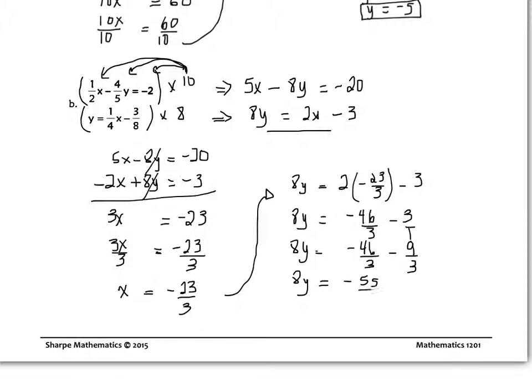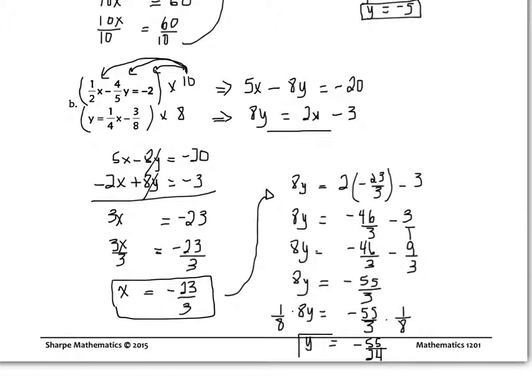negative 55 over 3. And then dividing both sides by 8 is the same as multiplying both sides by the reciprocal, 1 over 8. I'm just going to use that method for this one because we got fractions. And that gives you y equals negative 55 over 24.